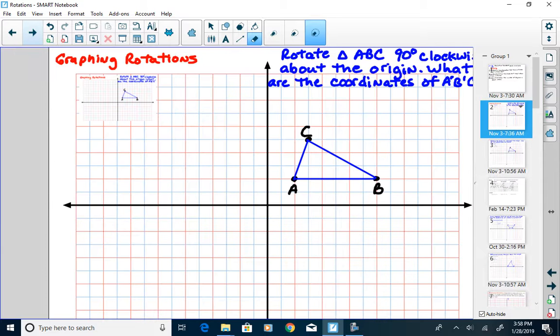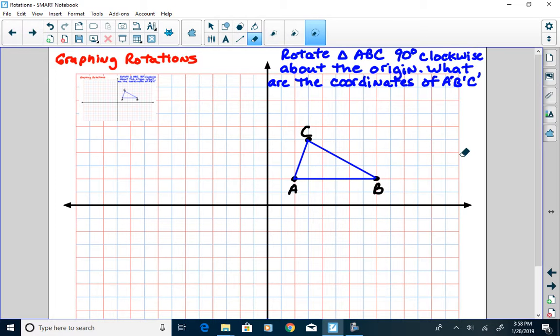Okay, let's take a look at our first example. We're asked to take this figure, triangle ABC, and rotate it 90 degrees clockwise about the origin. What are the coordinates of A prime, B prime, C prime? Well, let's see what that looks like.